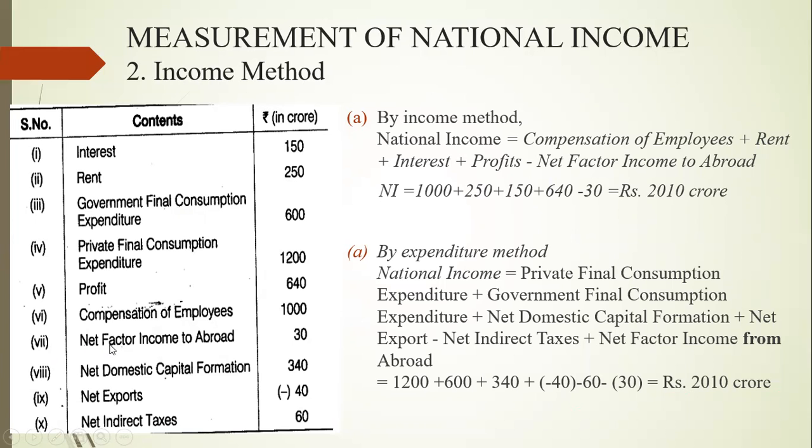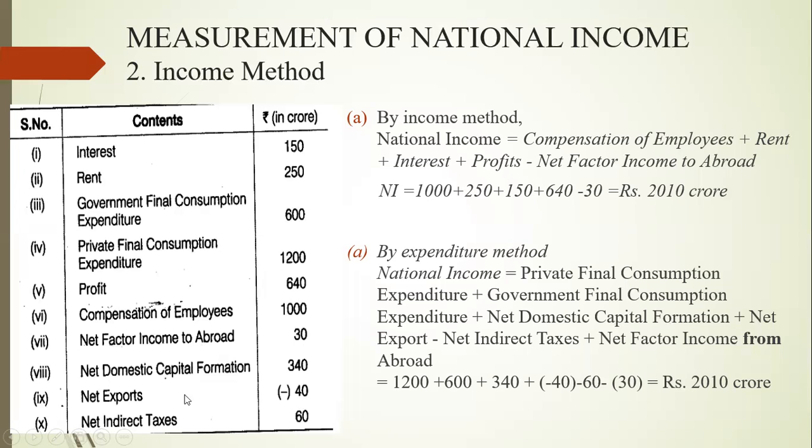Here you see, if net factor income to abroad is 30, if the data is given like that, and net factor income from abroad, then we will calculate it as minus 30. So to and from is very, very important here, so read the question very carefully. When we are calculating national income: compensation of employee 1000 plus rent 250 plus interest 150 minus net factor income to abroad 30. So 2010 crore. This is our national income by income method.